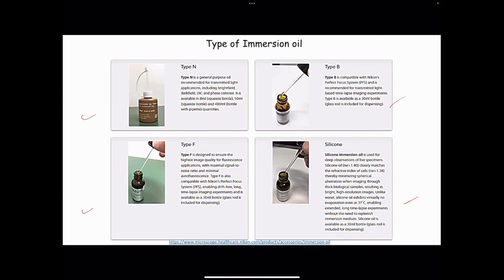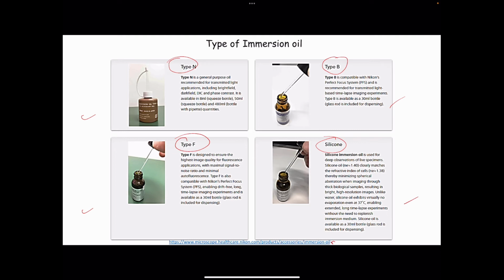Now, first of all, Nikon manufactures 4 different types of immersion oils, namely type N, type B, type F and silicone oil. These oils have been developed and tested specifically by Nikon for use with its own objectives that it sells, and therefore their performance cannot be guaranteed for lenses manufactured by other companies. That's what is stated on Nikon's website.